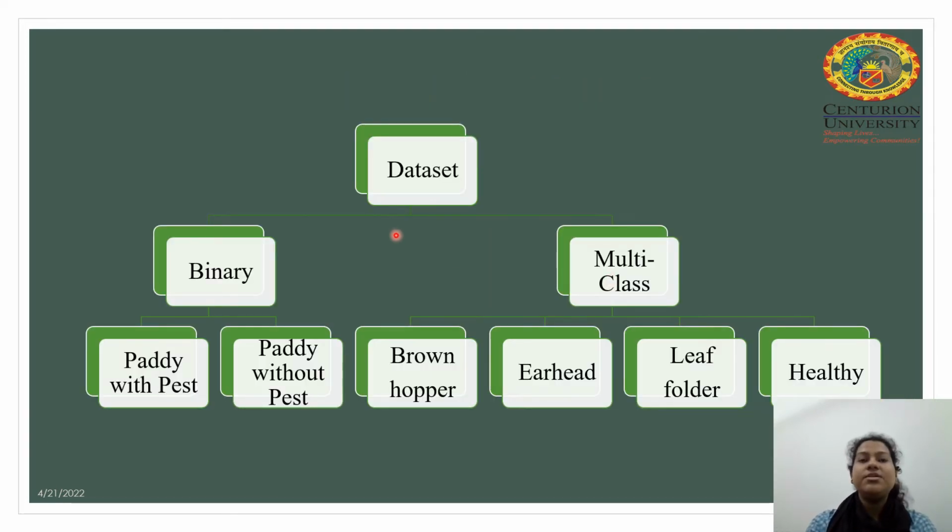We have two datasets and we are performing two types of classification, that is binary classification and multi-class classification. For binary classification we have two folders, that is pest and without pest. For multi-class we have four folders, which are brown hopper, earhead and leaf folder. These are three pests, and the fourth is healthy crop.